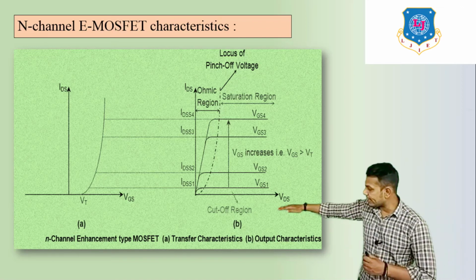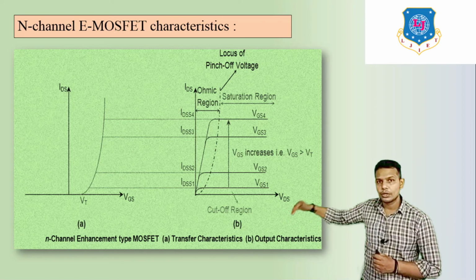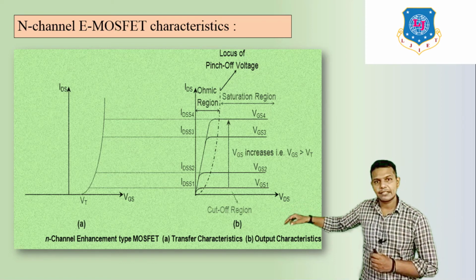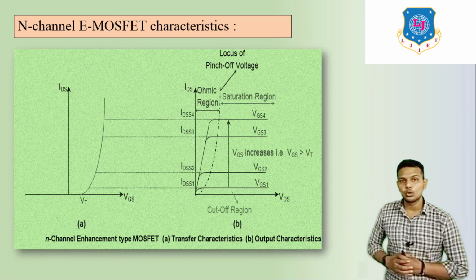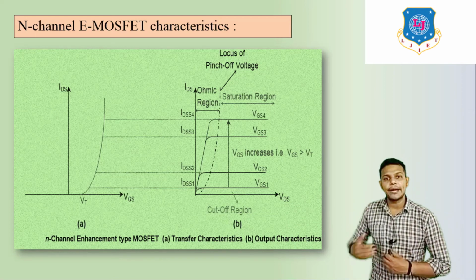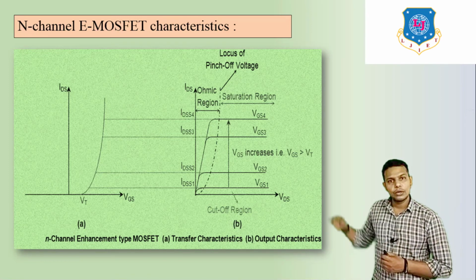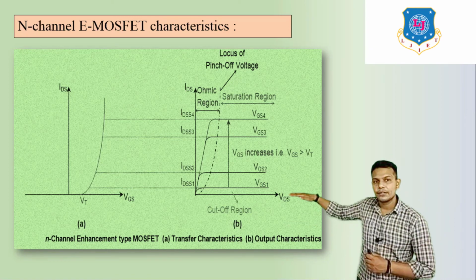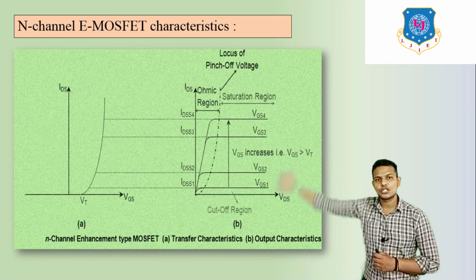At first, VGS is equal to 0. At this time ID is equal to 0. This is your case number 1. Now in case number 2, if we increase VGS more and more on the positive side, then ID also increases. Here we can see VGS1, VGS2, VGS3, VGS4 and so on.